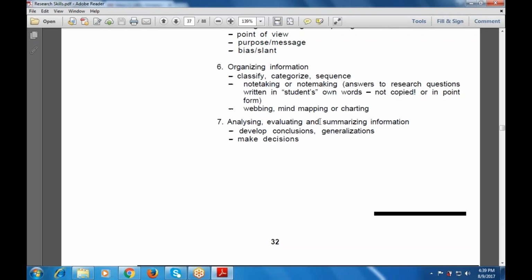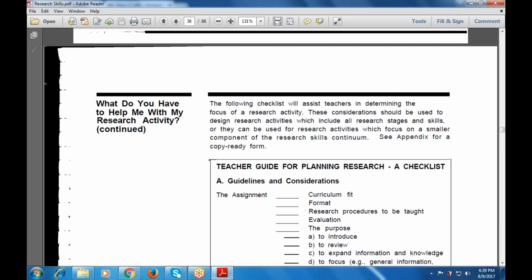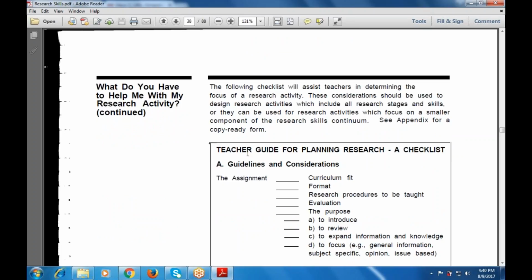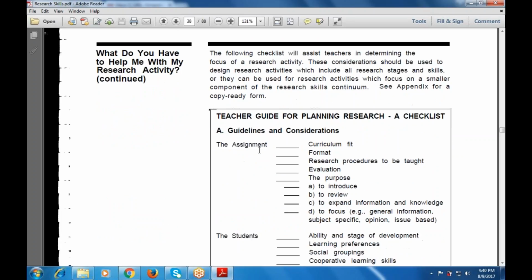Then analyzing, evaluating and summarizing the information, which includes developing conclusions, generalizations, and making decisions. When we say analyzing, we can analyze, we can evaluate. After analyzing this, we can evaluate and summarize the information. And this checklist will be used for the guidelines and the considerations.